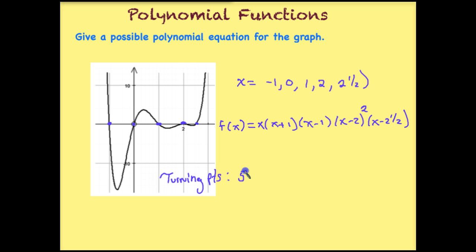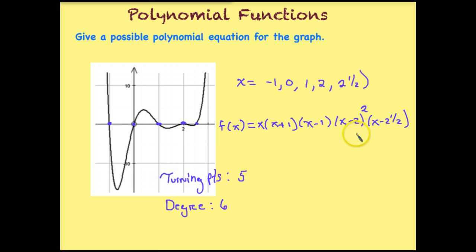If I have 5 turning points, then what does my degree have to equal? Well, we know that the degree relates to the turning points because the degree is 1 more than the number of turning points, so our degree has to be 6. If I put a 2 here, do I have degree 6? Let's count. 1, 2, 3, 4, 5, 6.